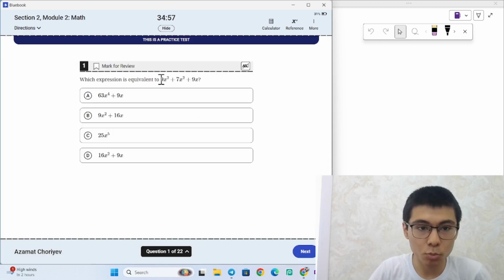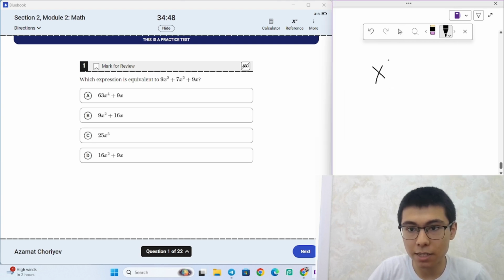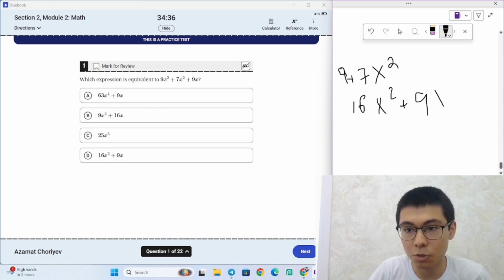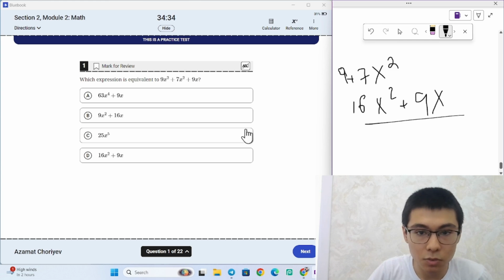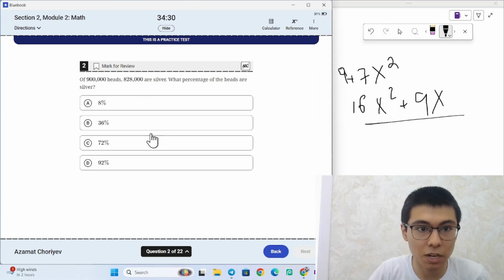So question number 1, which one is equivalent to this? Here we have this equation, and what we have to find is these things. We got a plus 9 to 7, so we will have 16x squared plus 9x, and I'm looking for this choice. Which one shows that? Choice D. So let's move on.